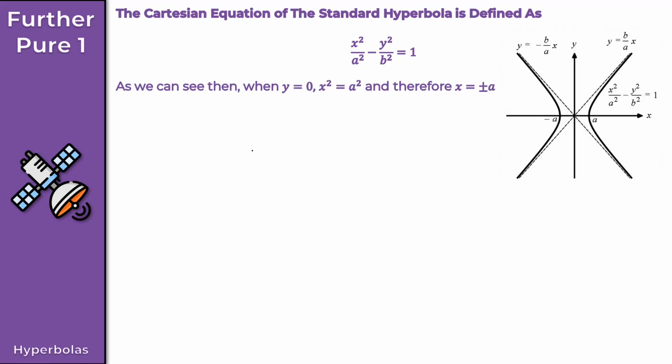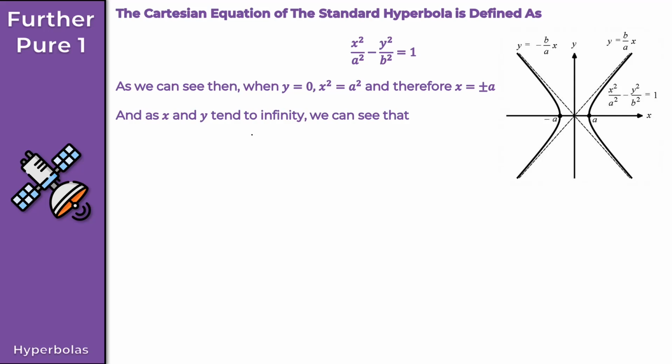So as we can see, when y equals 0, x squared is equal to a squared. And in that case, x is equal to plus or minus a, right? So that just corresponds to these 2 points here. So just quickly mark that on the diagram. So minus a here and positive a here.